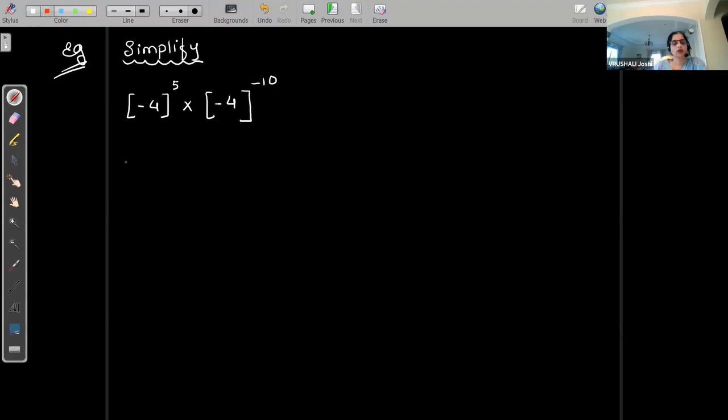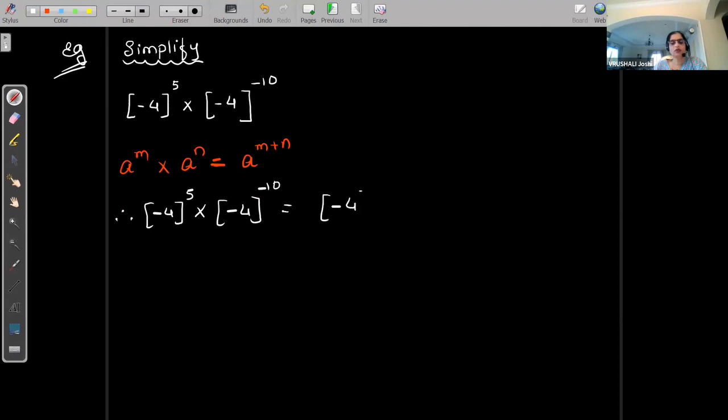We are aware of one rule: a to the power m into a to the power n is equal to a to the power m plus n. Every time, please write this rule so that you will remember it effortlessly. So therefore, minus 4 to the power 5 multiplied by minus 4 to the power minus 10 can be written as minus 4 raised to 5 minus 10. Correct? Which you will get as minus 4 raised to minus 5.